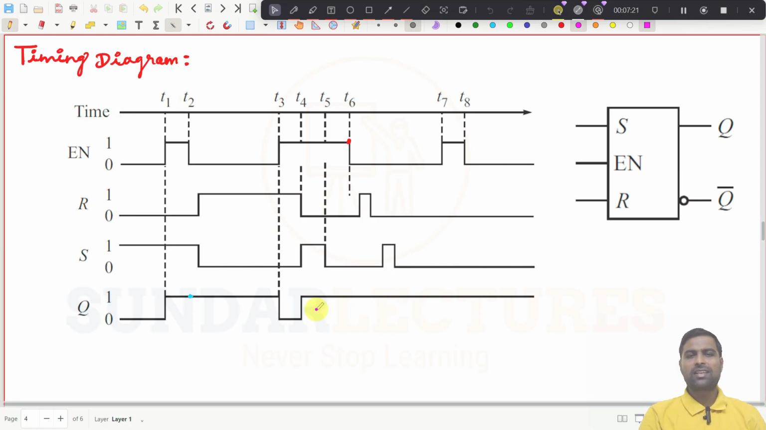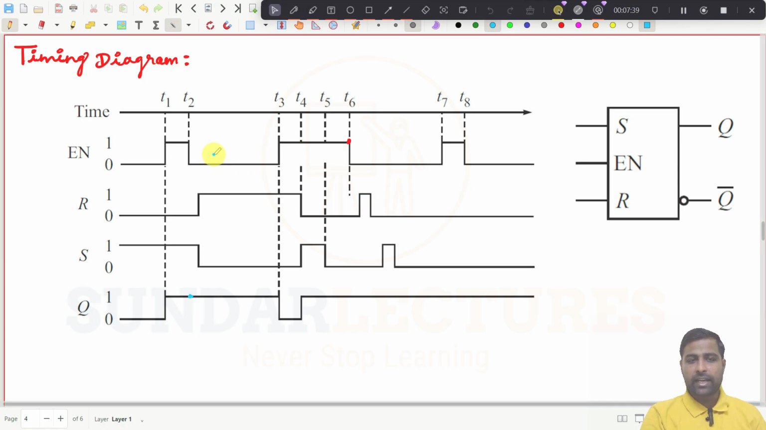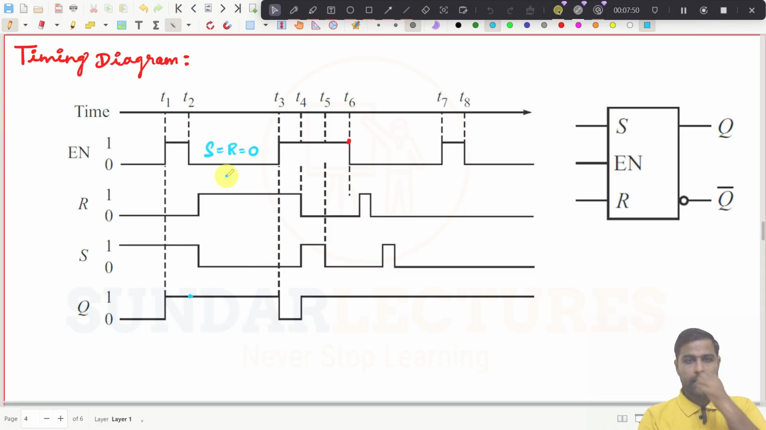Next one, this is the timing diagram. What we are going to see as a timing diagram, we will try to understand now. Enable is high only at these points, and at these points enable is not high, and you have to understand this very clearly. This will be no change condition. Maybe I will write it in a different way. S is equal to R is equal to 0 condition, right? That is no change condition at these periods.